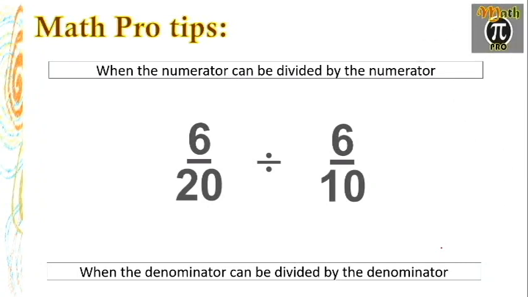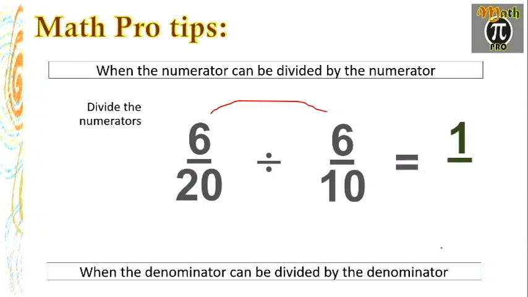So here, both numerators and denominators can be divided. So we do the same procedure. We divide 6 by 6, which is 1, and we divide 20 by 10, which is 2. So the answer here is 1/2.